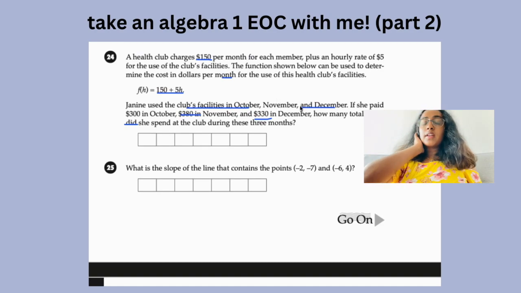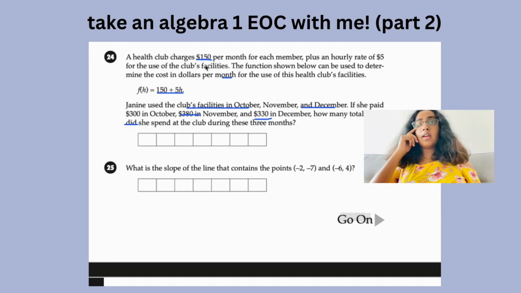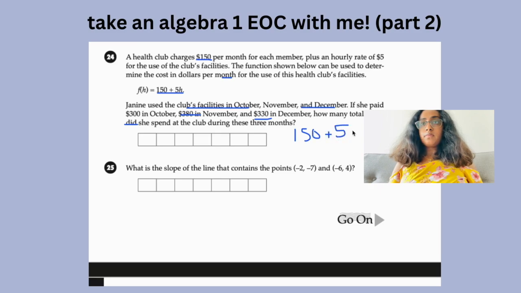So it charges $150 every month plus an hourly rate of 5 for the use of the club facilities. We can write this as 150 plus 5x. And so instead of using this equation 3 times, let's just add 300, 380, and 330. So 380 plus 330 is 710, plus 300 is 1,010. So 1,010 would equal 450 for the monthly membership fee, because it's 150 per month, plus 5x.